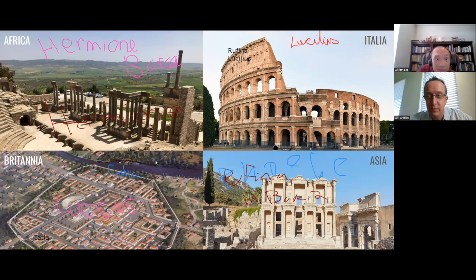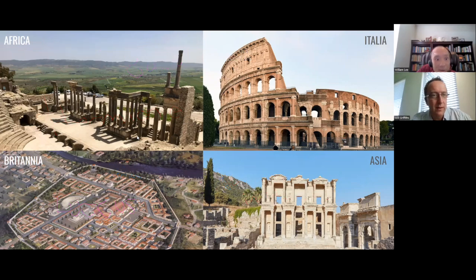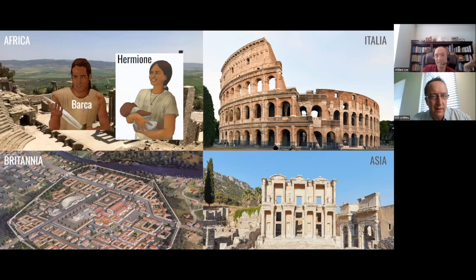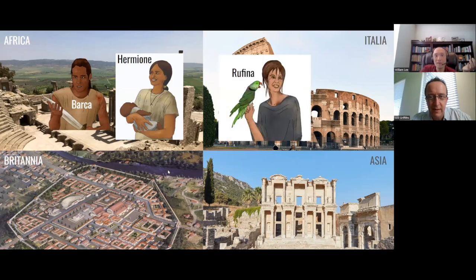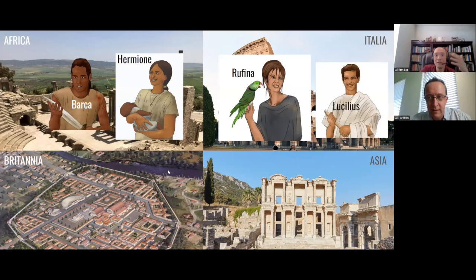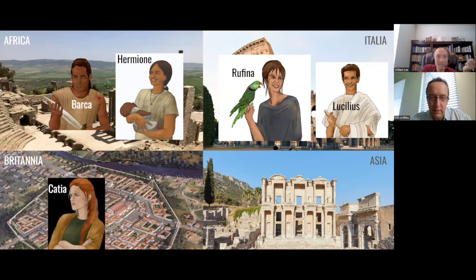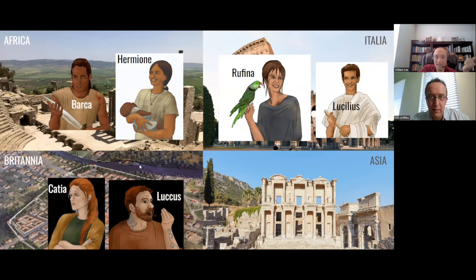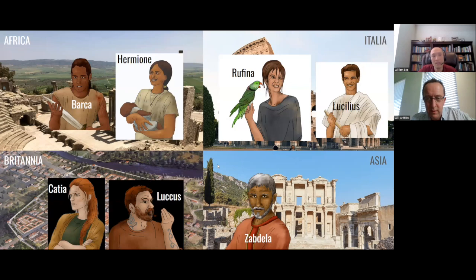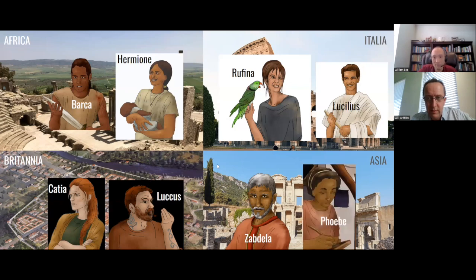All right. So let's see. We're going to clear all the drawings and then we're going to show you the correct answer. So in Africa, we have Barca and Hermione. In Italia, of course, we'll have Rufina and we have Lucilius. And in Britannia, we have Katya and Lucas. And in Asia, that's where we get Zebdella and Phoebe.